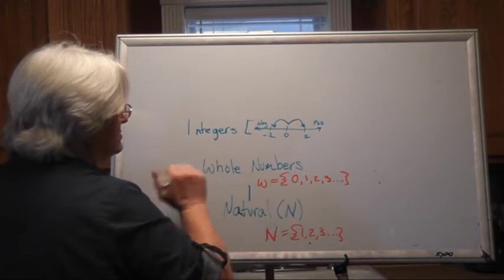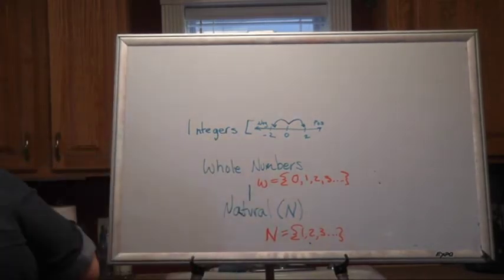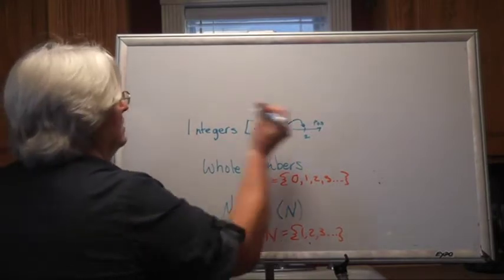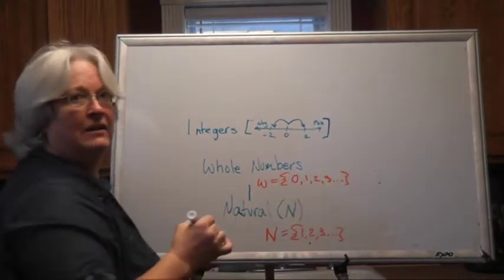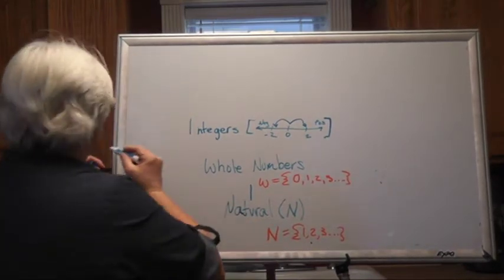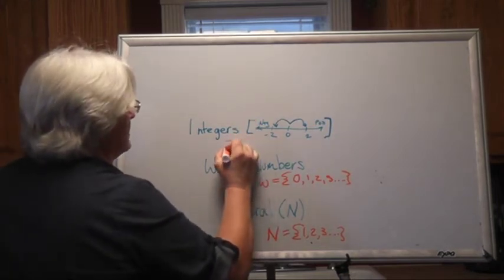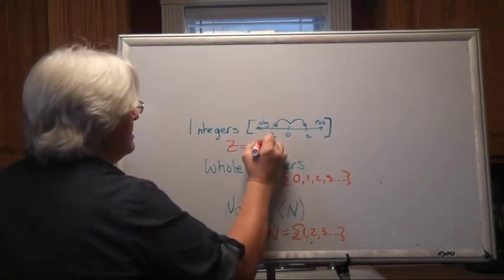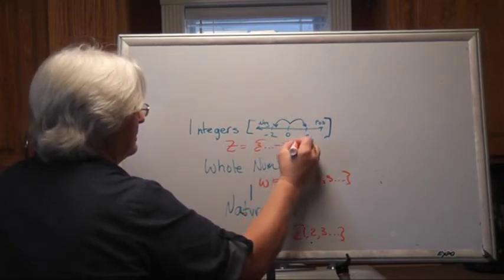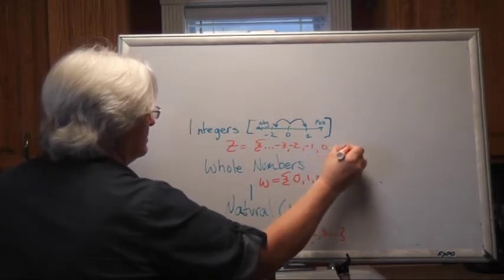So, the integers, which used to be represented by I, now they represent the set of integers with a Z. Now, I wasn't interested enough to research why they're using a Z, but that's a strange thing to do. The set of integers is sort of like the negative counting numbers, negative 2, negative 1, 0, 1, 2.